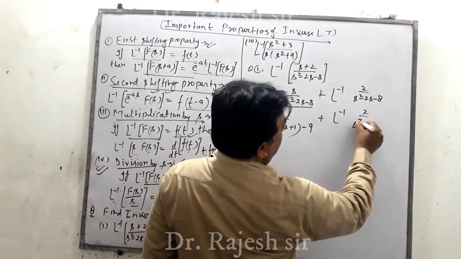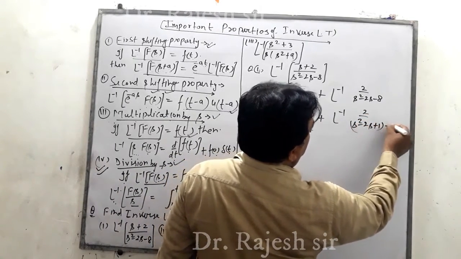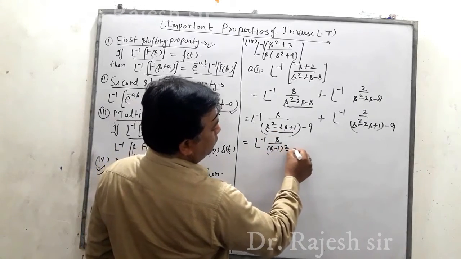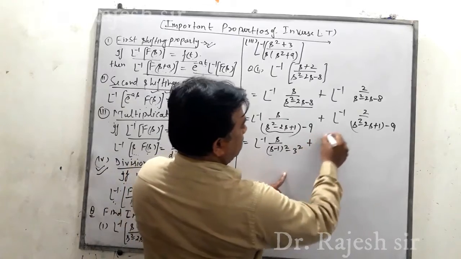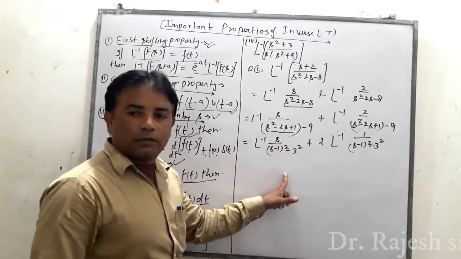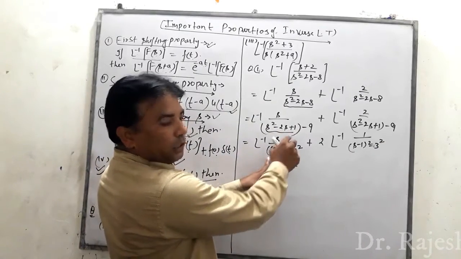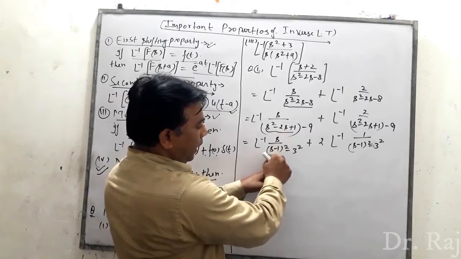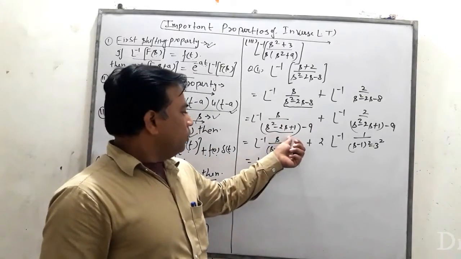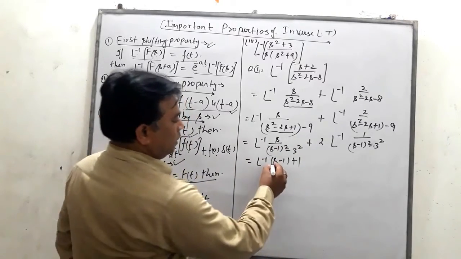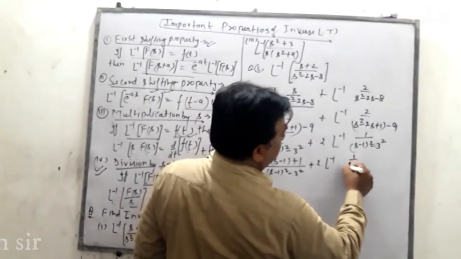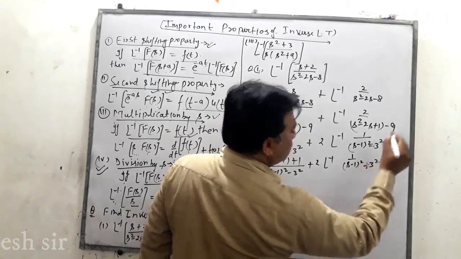Same process for 2 upon (s square minus 2s plus 1 minus 9). The value is L inverse of s upon ((s minus 1) whole square minus 3 square), where 9 is 3 square, plus, similar process, 2 L inverse of 1 upon ((s minus 1) whole square minus 3 square). After making (s minus 1) whole square, we make the numerator in the form of s minus 1. So L inverse of (s minus 1 plus 1): in the numerator we subtract 1 and add 1.